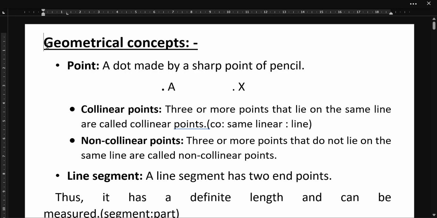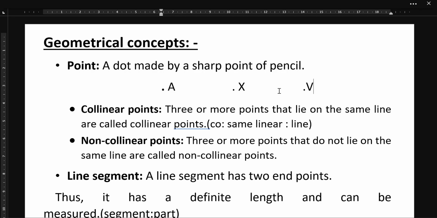So let's start from point. A point is simply a dot which is marked by a pencil or the sharp tip of a pencil, like you can see here. This is point A and point X. If we draw any dot and give a name to that dot in a capital letter, that dot will be known as a point in maths.